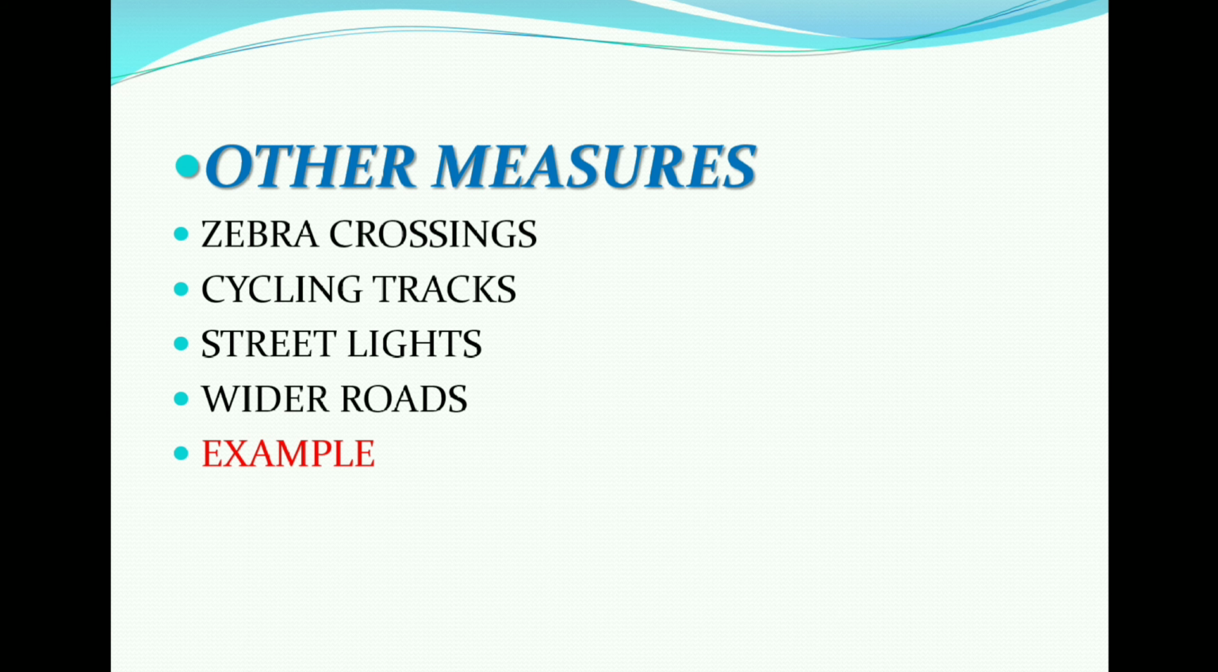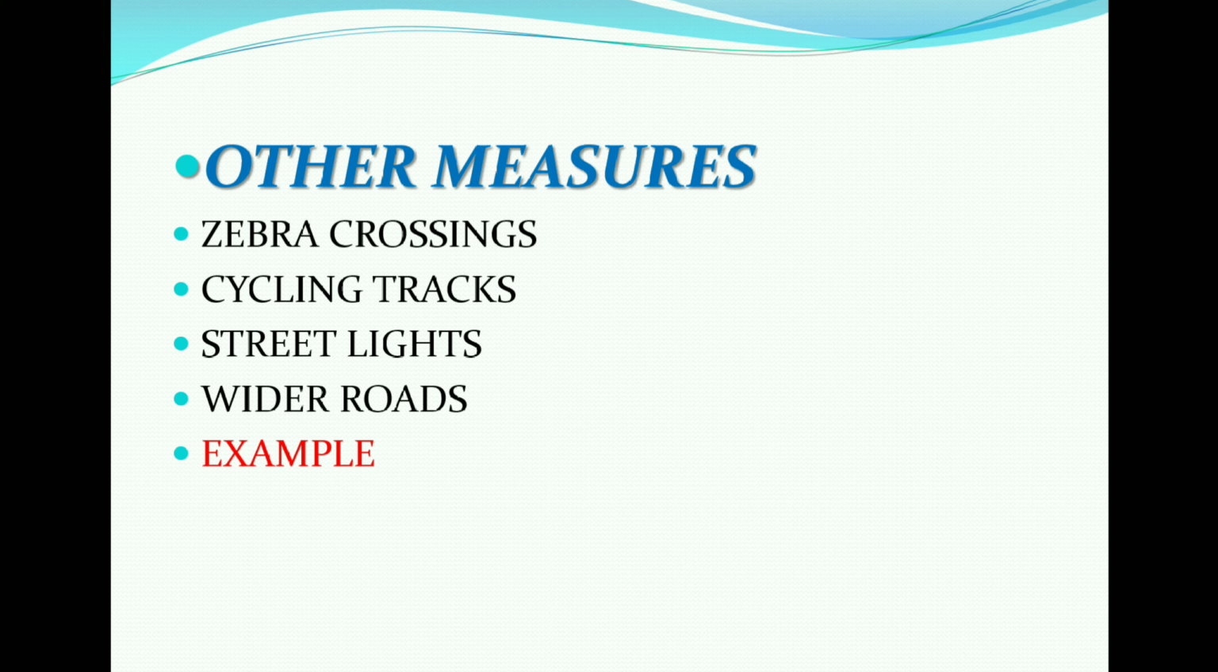So I think the zebra crossing, right? Because pedestrians really need zebra crossings. Zebra crossings can be helpful for increasing road safety for the pedestrians, right? And then cycling tracks are also helpful, right? Then street lights, yes, of course, street lights are very helpful for some period of time, right?